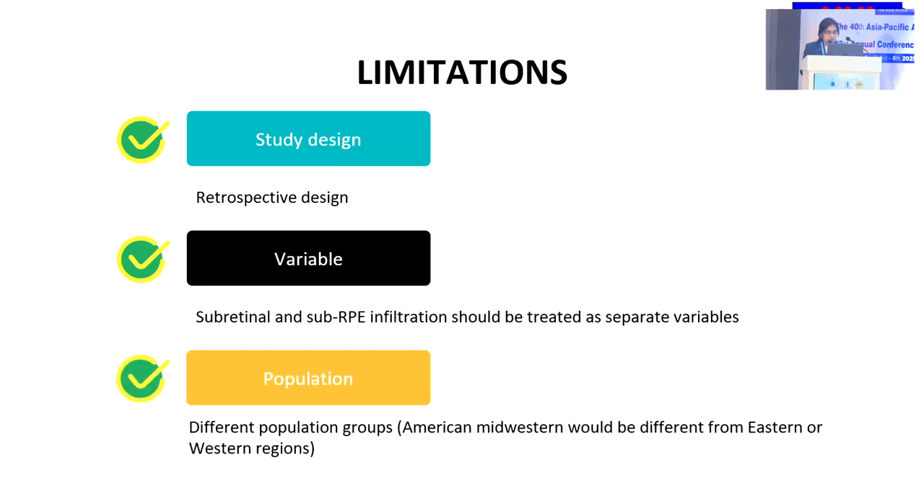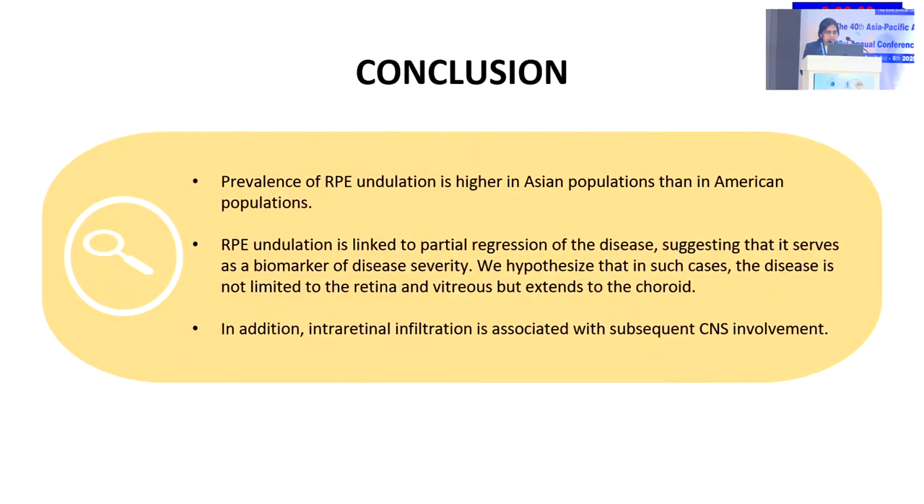And it included different populations, in which the American Midwestern would be different from the Eastern or the Western regions. And I would like to conclude my presentation with these 3 pointers: that the prevalence of RP undulation is higher in the Asian population than in the American population.